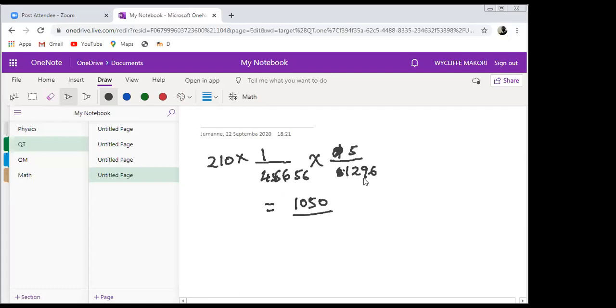46,656 times 1296. 60 million. It's going to be 60 million. Just a minute, let me multiply 46,656 times 60 million. 466,166,000,176. Can you divide that now? Yeah. Can you divide that? 1050 divided by the answer.